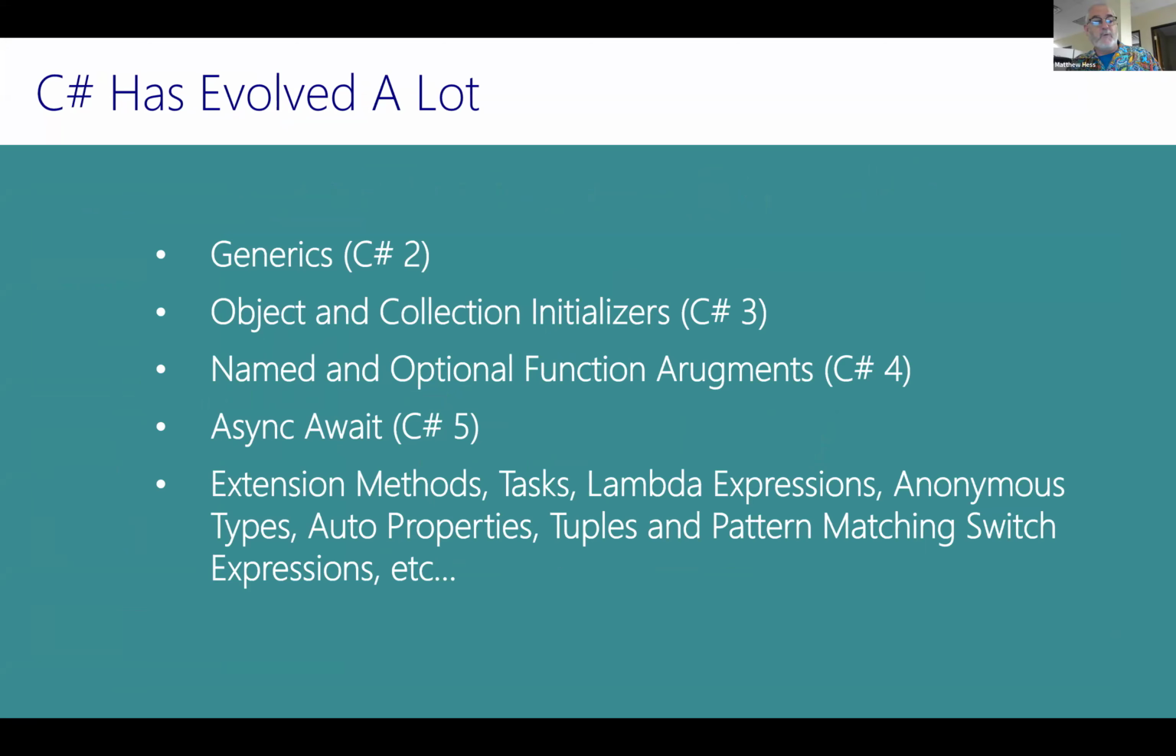And then this is the slide I had just landed on. Generics were not even in the original language spec. And then we got object and collection initializers in C#3, and we got named and optional function arguments, which we all take for granted in C#4. Of course, async await, another one of my favorite topics, was introduced in C#5. And then in subsequent versions, all of these things that we use daily: extension methods, right? There wasn't LINQ at the beginning. Tasks, lambda expressions, anonymous types, auto properties, tuples, pattern matching, switch expressions, all of this stuff.